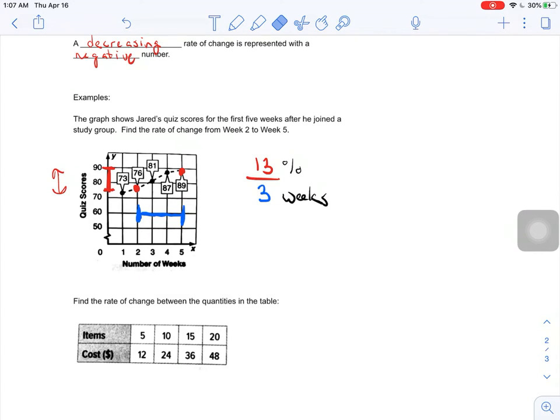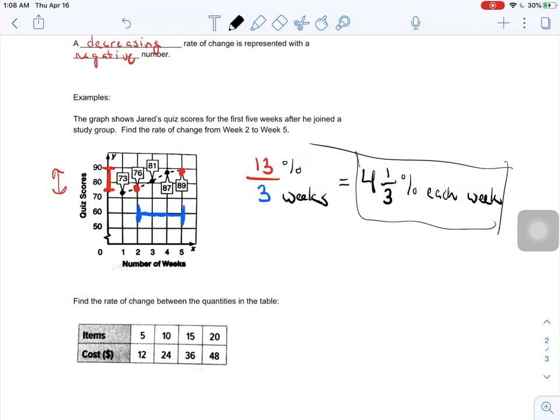Now, one thing that we could do, if we wanted to, is we could leave this because 13 over 3, that's not a nice fraction. Another option that you could do is you could divide that out and do 13 divided by 3. Or you could change it to a proper fraction, so 4 1/3. So what that's telling you is 13% over 3 weeks, or 4 1/3% each week. So the score is increasing by 4 1/3% each week. So that is our rate of change.